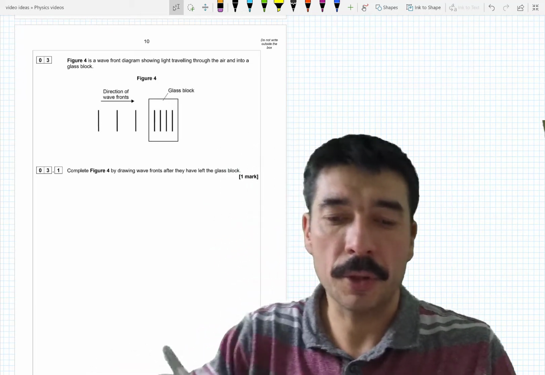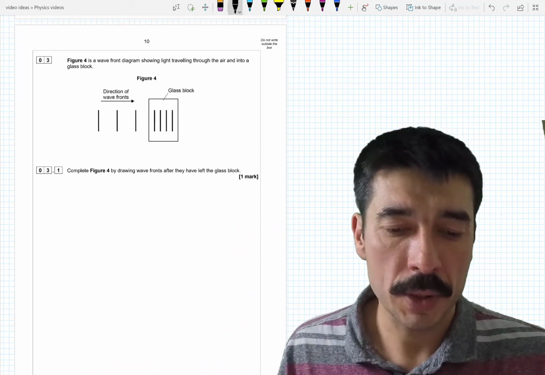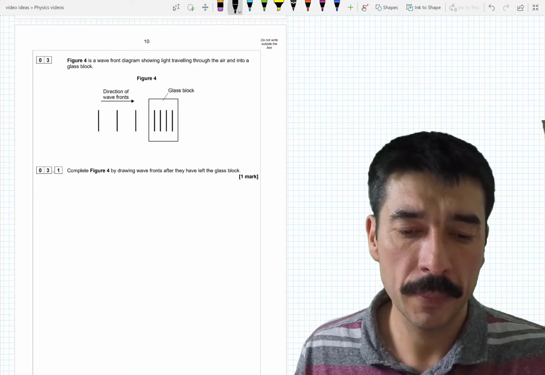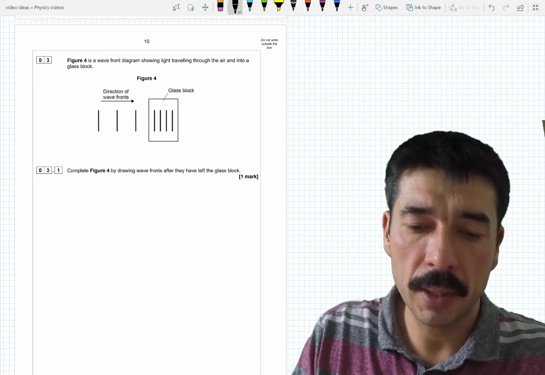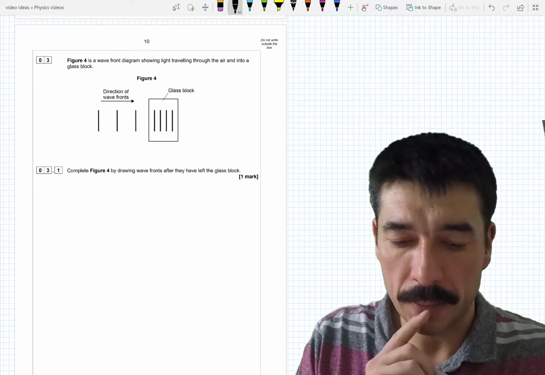Okay, so let's have a look at question three. Question three shows figure four. It's a wavefront diagram showing light travelling through air into a glass block.